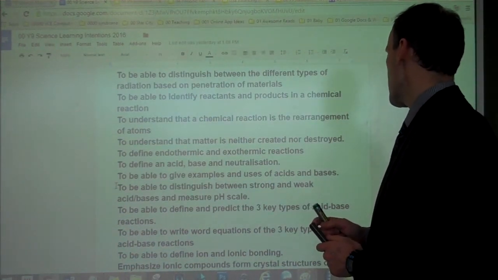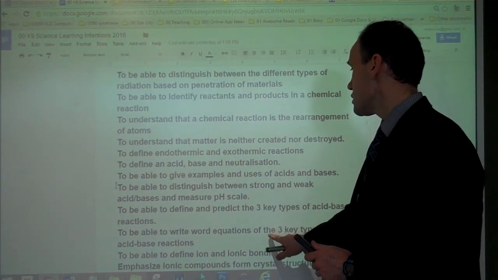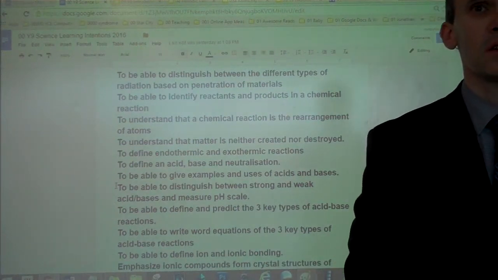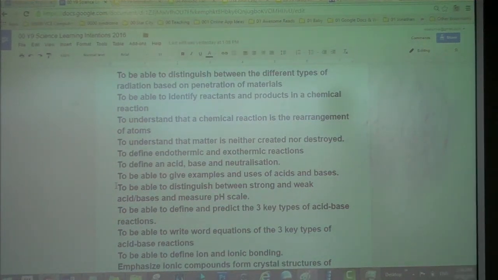Okay, now, 3 types of acid-base reactions, we've spoken about that. And you should be able to write word equations for those acid-base reactions, exactly as we just did in class before. Acid plus a base gives you water. Okay, that sort of thing.